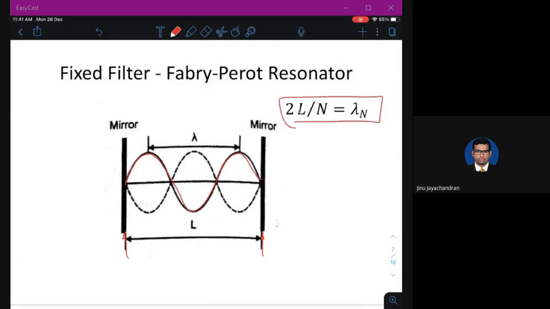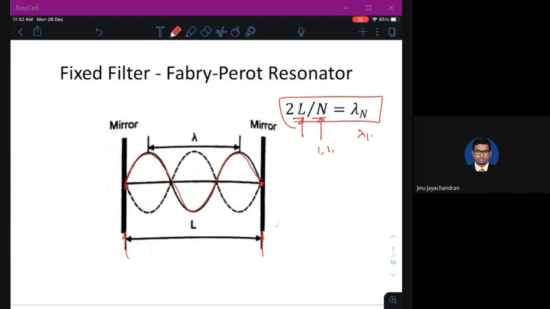That is, if a wavelength needs to exist inside this Fabry-Perot resonator, then the waves should superimpose constructively. That means the zero crossings should be at the ends, or at the mirrors. So here L is the distance between the mirrors. N is basically an integer, which can take values 1, 2, etc. So if I want to design a Fabry-Perot resonator for a wavelength, let's say lambda 1, you will fix L and you will fix N.